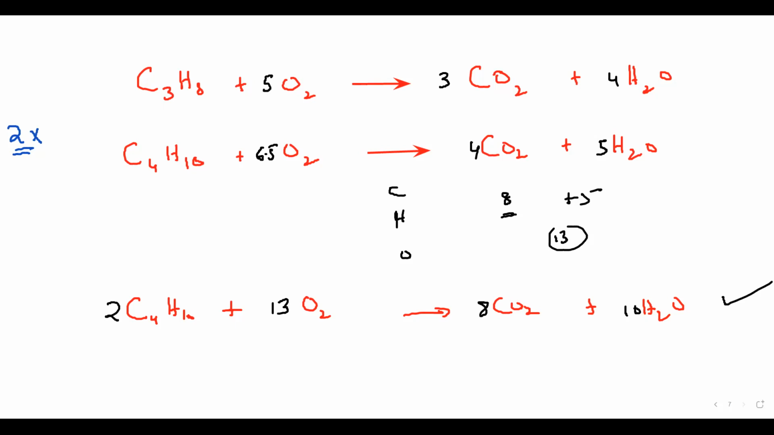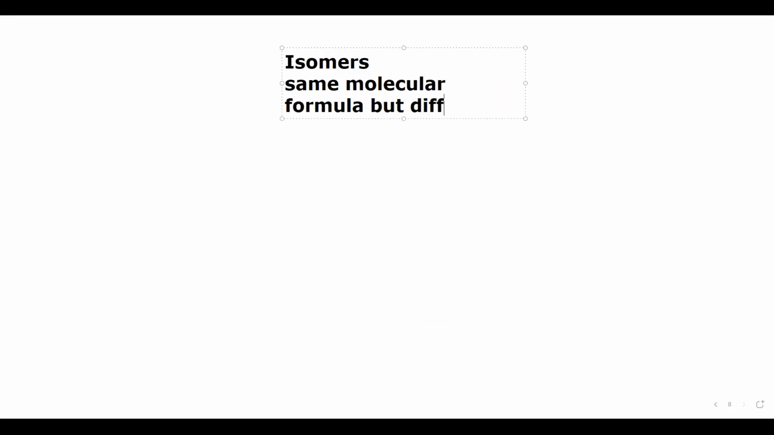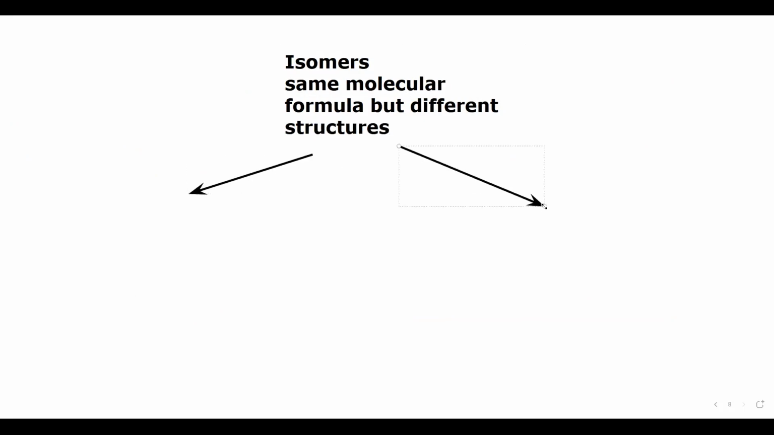Is this example clear, how to balance the equation for combustion of alkane? Then drawing the isomers of alkane. Isomer means they will have the same molecular formula but different structures. We call them isomers. So whenever we want to draw an isomer of alkane, we'll make a straight chain and then we'll make branches. First one, we'll draw a straight chain. And then we will draw the branched one.